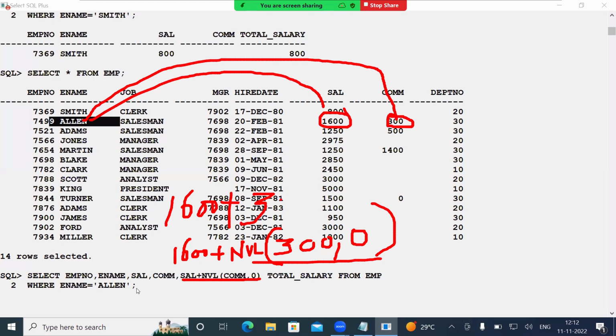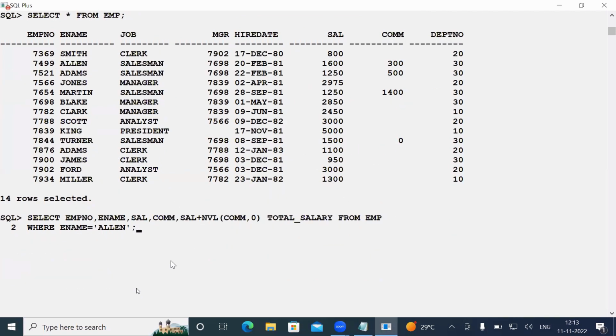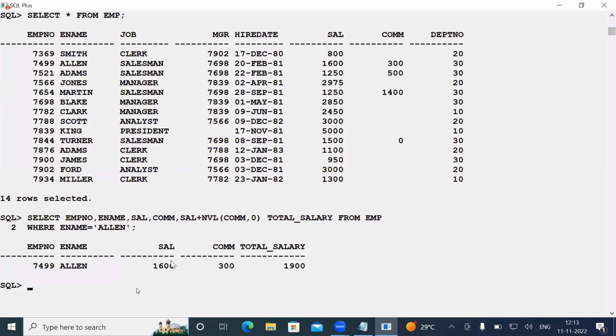Then it returns 300. So 1600 plus 300, again it is 900, your output. So nothing problem here. Now you can see, even though it is the same, if you use the NVL function in this case also, the original data will be taken out. Got it now? Okay, no need for NVL, but if you keep NVL also, your output will not change. Exactly, it will come as it is. Okay, now? Right.